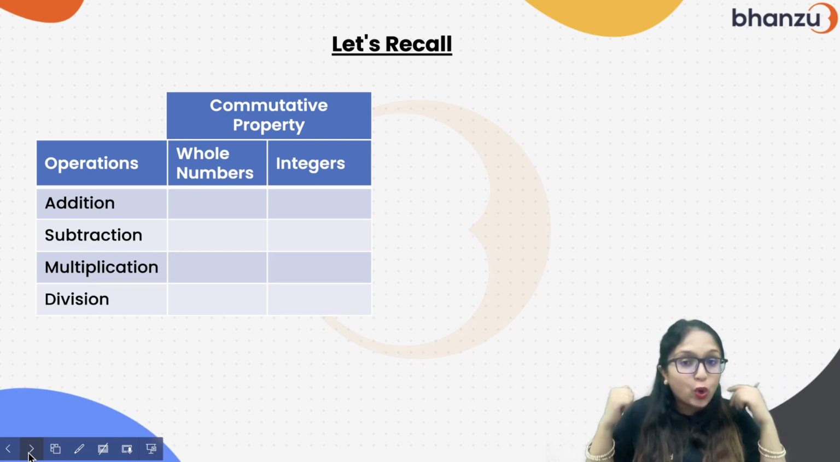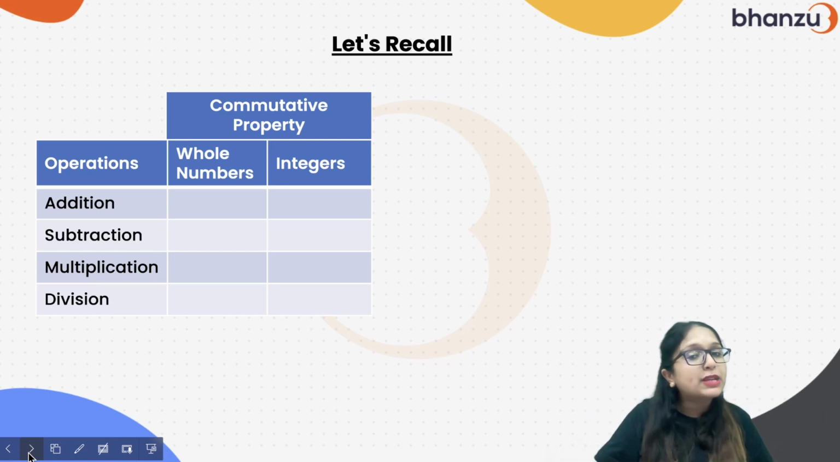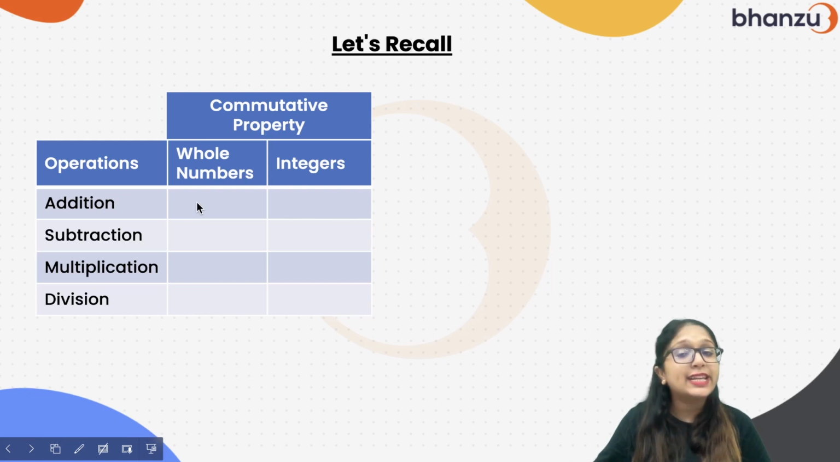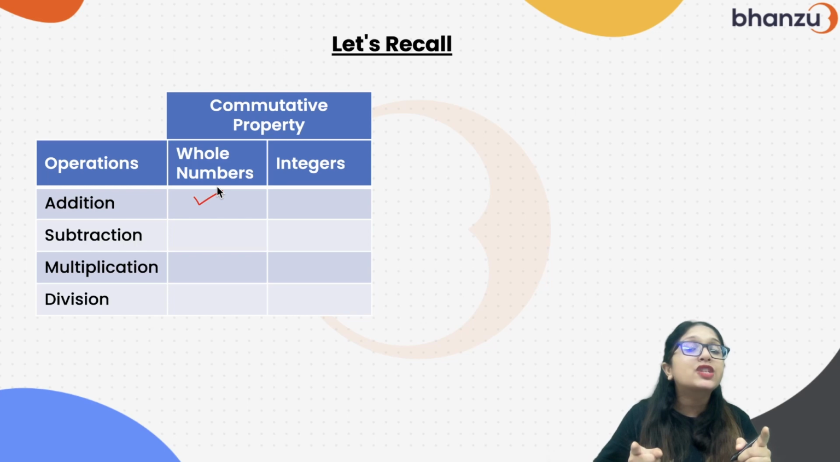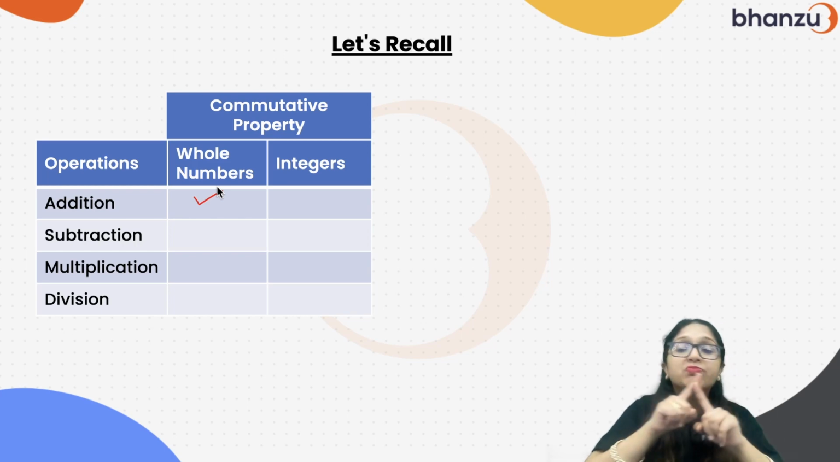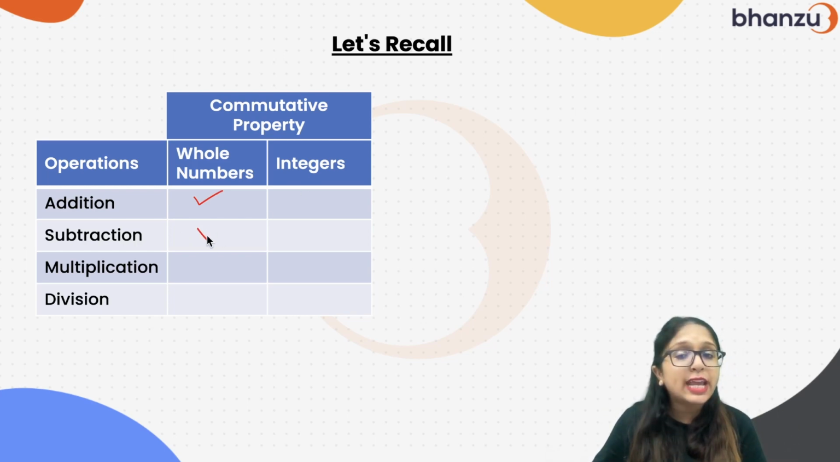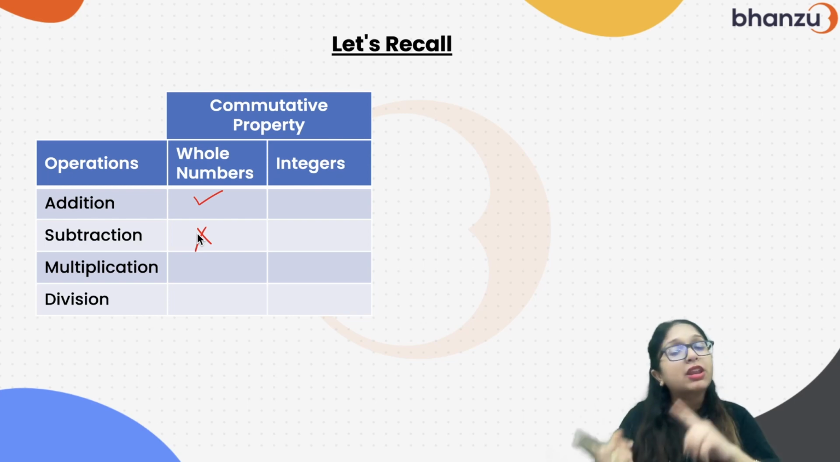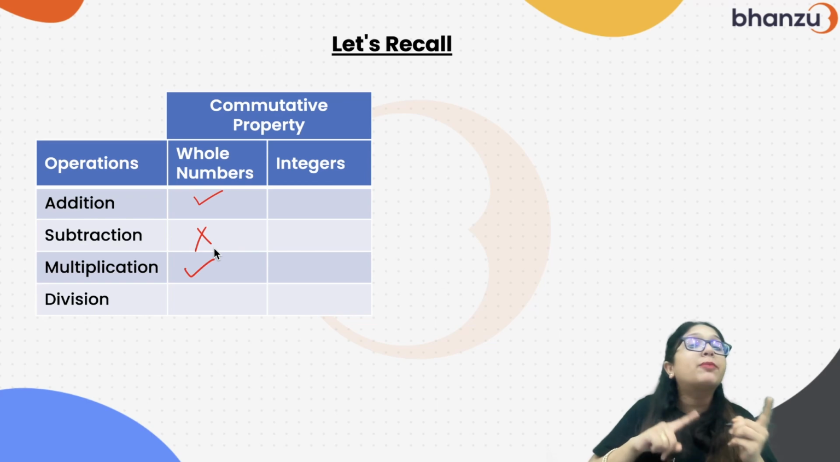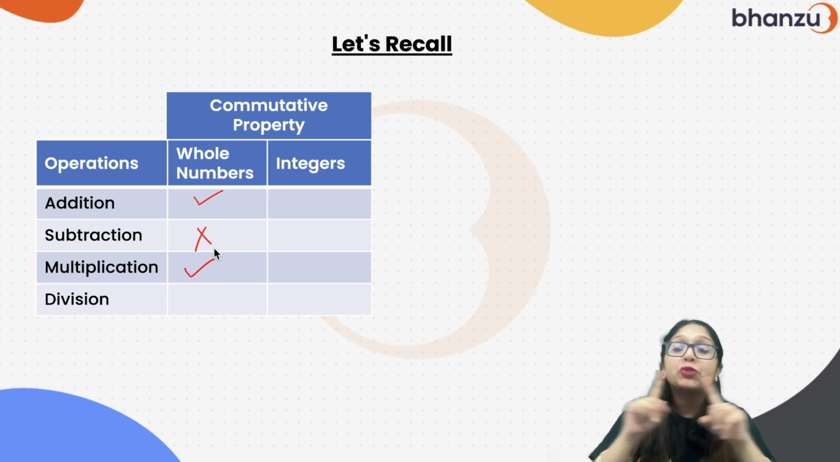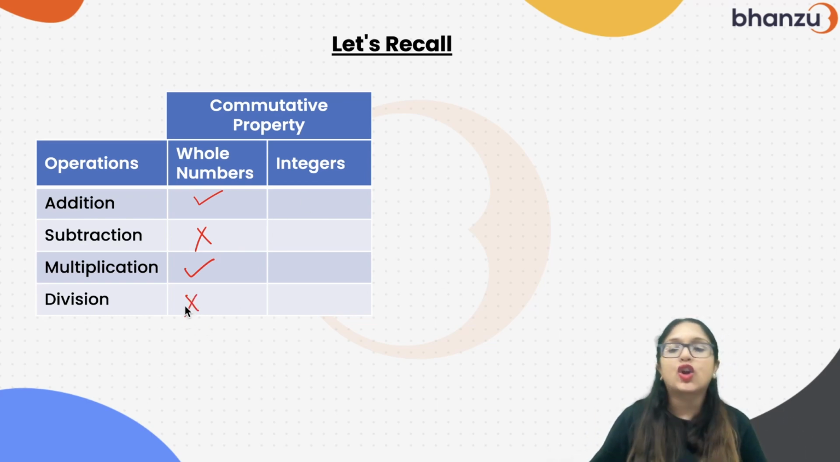Okay, let's quickly check with the whole numbers. Is 3 plus 4 same as 4 plus 3? Yes. So here we can say that addition is commutative. Now what about subtraction? Is 3 minus 4 same as 4 minus 3? No. So this is not same. Now what about multiplication? Is 3 multiplied by 4 same as 4 multiplied by 3? Yes. Is 3 divided by 4 same as 4 divided by 3? No. So division is not commutative.